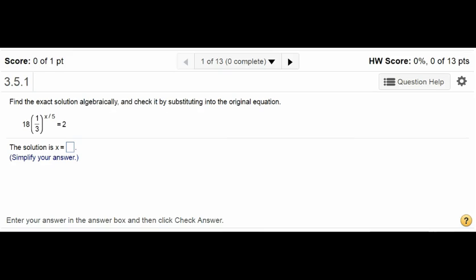So on this first example for the math lab assignment, you'll see that we have an exponential term here because it has a variable in the exponent spot, but there's also something outside of the exponential term. So to isolate the exponential term, you're going to divide both sides of the equation by 18 in this case.